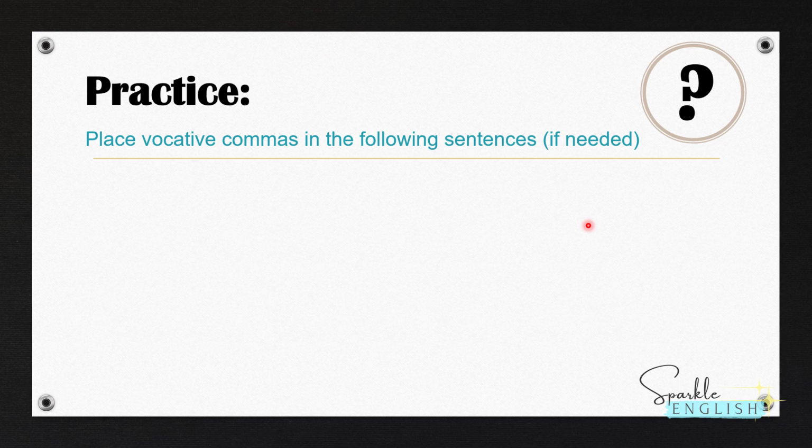So now we're going to do some practice. You have to place vocative commas in the following sentences, if needed. Some of these sentences do not need vocative commas. So remember that we use a vocative comma when we are directly speaking to a person or group of people. If we are talking about a person, we do not need to use a vocative comma. I'm going to read you these sentences and then we will correct them together.